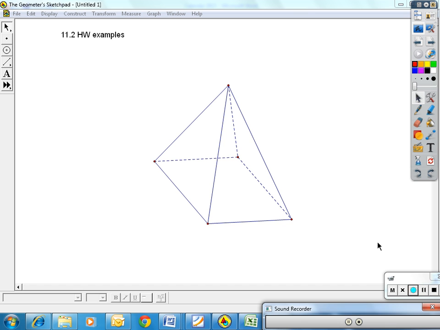Okay, good evening. Just a couple of 11.2 homework examples looking at pyramids here. So this is not a CNP flat top. This is now in that other family of pyramids. Okay, we're going to find surface area.